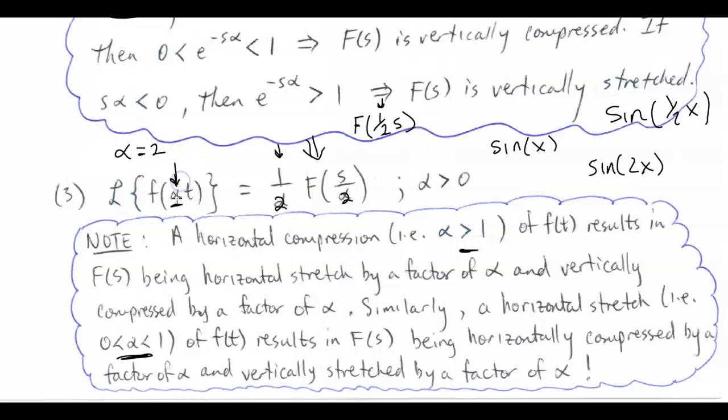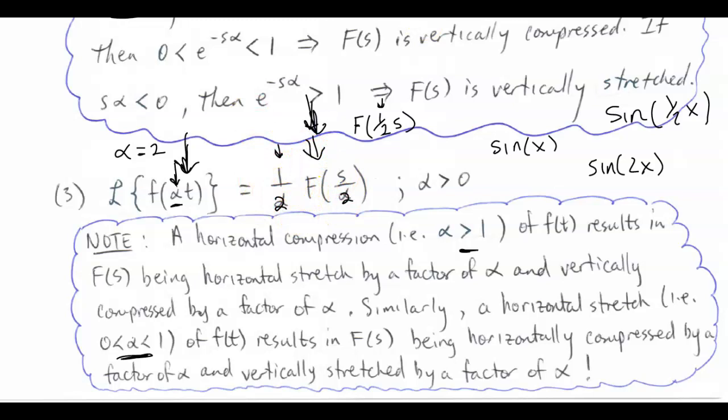So what I'm trying to get at is that if we have a horizontal compression in the t domain, what that translates to in the s domain is our Laplace transform function being horizontally stretched as well as being vertically compressed. To put that in layman's terms, if I'm making my function skinnier here, I'm going to make my function wider and shorter here. So a skinny function here means a wider and shorter function here.